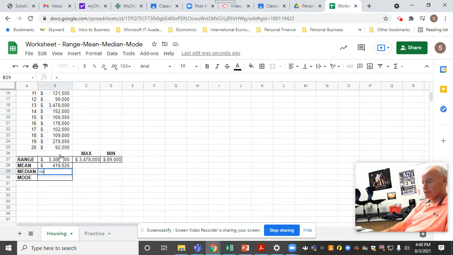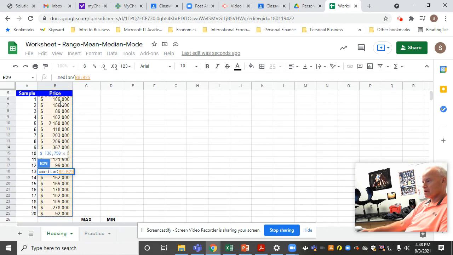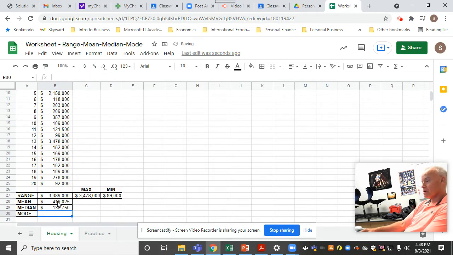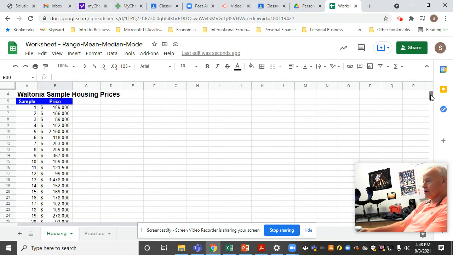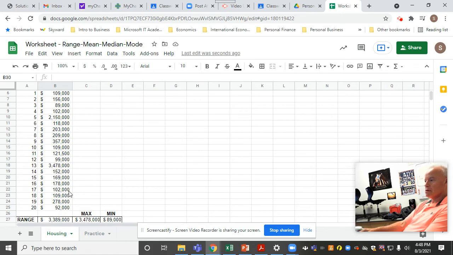I'm just going to go equals median, parenthesis. Select the range. Again, I don't have to put a parenthesis on the right side. 136,750. So 136,750 is the midpoint between where everything on the left and everything on the right is going to be equal.